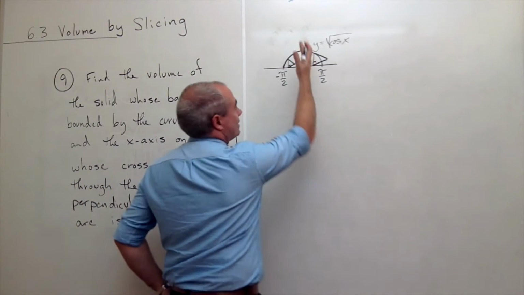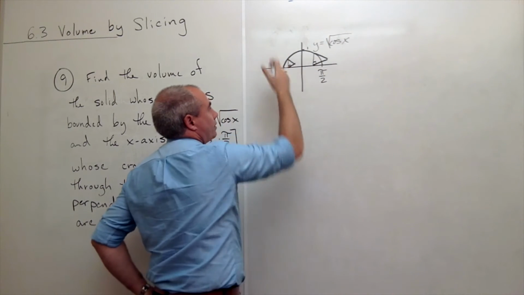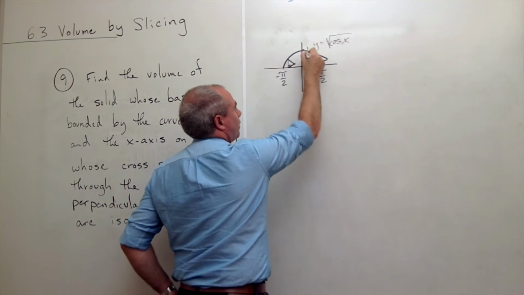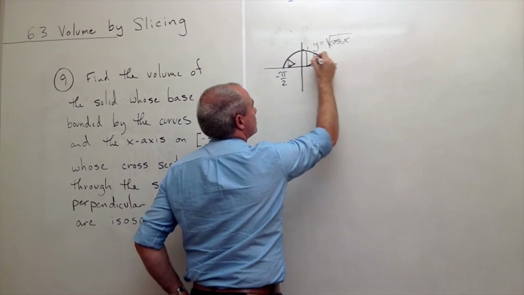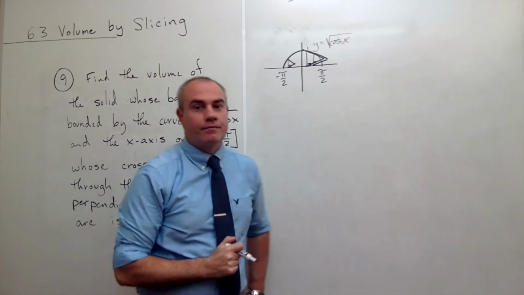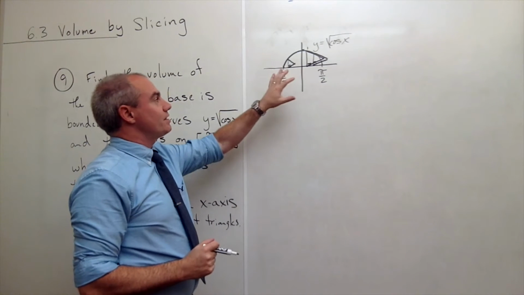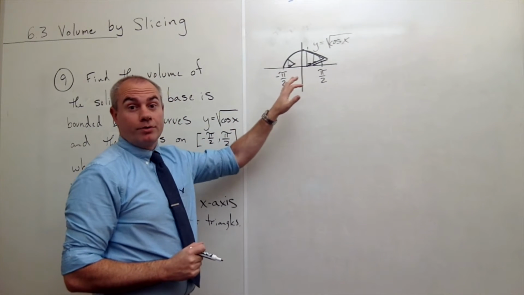And then if I take a cut anywhere along here that's perpendicular to the x-axis, let's say I make a cut right here, then I get this isosceles right triangle right here that's kind of coming out towards me. Okay, so that's the shape that I'd like to find the volume of.